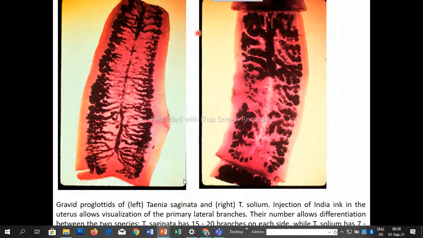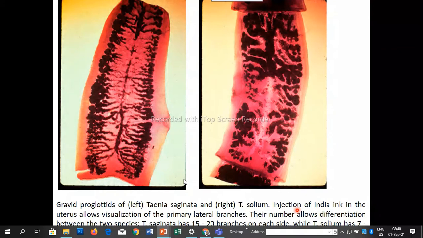This is a proglottid view, how it looks like. Gravid proglottids of Taenia saginata at the left side and solium at the right side. Injection of Indian ink in the uterus allows visualization of primary lateral branches. You can see those branches, how they look like. Lateral branches help to differentiate them.